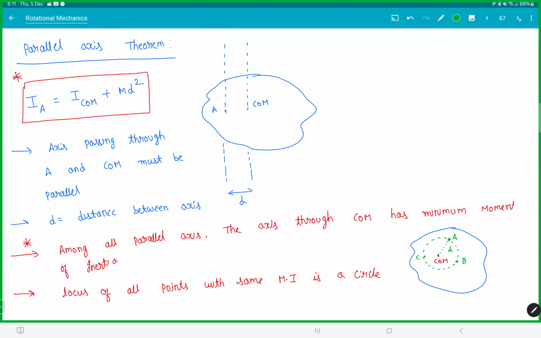So all these points will lie on a circle because the statement simply says ICOM plus MD square. D is the distance from the axis. So take a circle of distance d. All points on the circle are equidistant, so all these points have same moment of inertia. So the locus of all points with same MI is a circle where center of mass is the center. They are equidistant from center of mass.